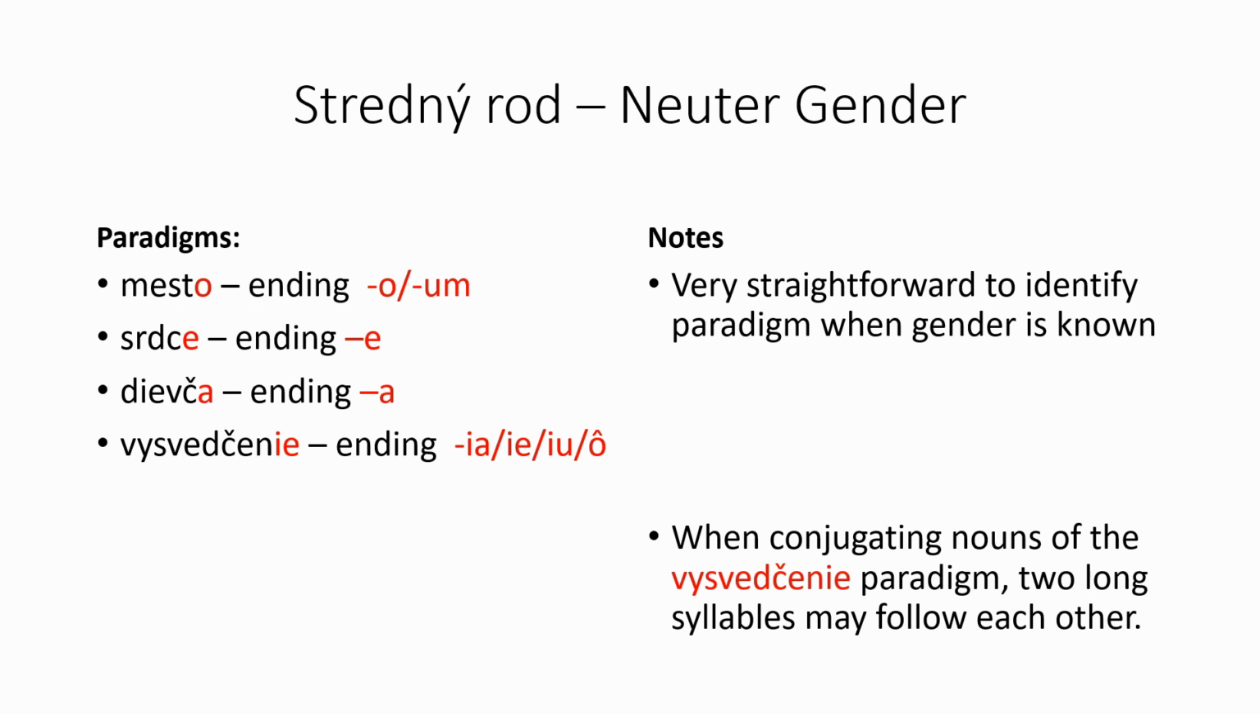Another little bonus fact for those who are maybe a little bit more advanced with Slovak: when conjugating nouns of the vysvedčenie paradigm, 2 long syllables may follow each other. I will have a video about why this is important coming out sometime in the future. It's a little bit of an advanced pronunciation concept, however, I'll get to it sometime. If that doesn't mean anything to you, don't worry about it. If you needed to hear that, good for you.